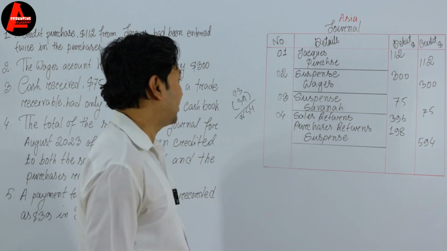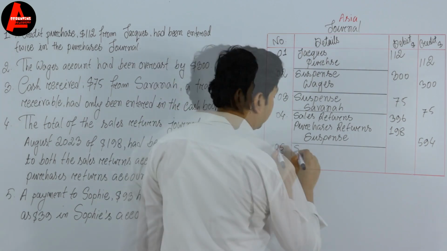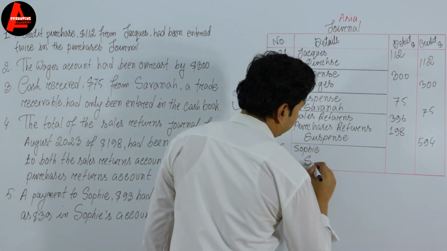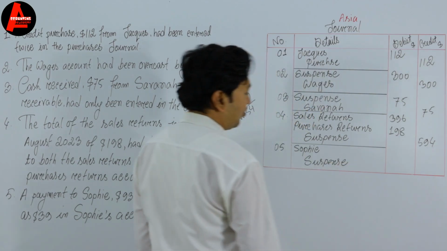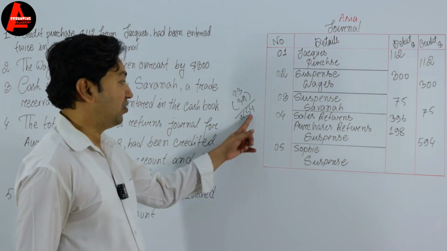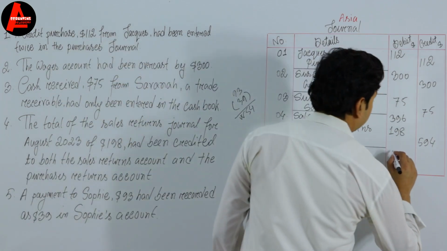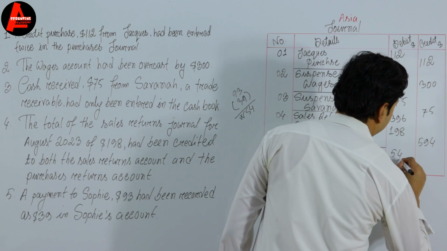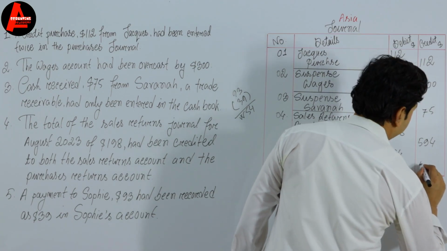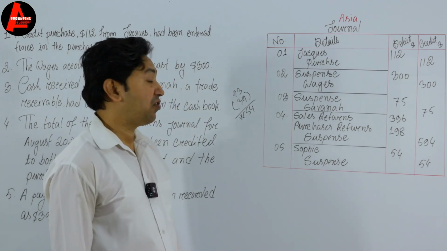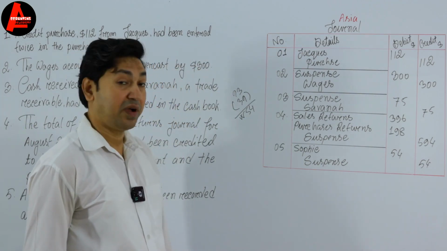Okay, so let us write here number 5. Sophie's account will be debited and the Suspense account will be credited. Okay, so we will write 54. So on the debit side $54 and on the credit side $54. Okay, so we completed rectifying all these 5 errors.